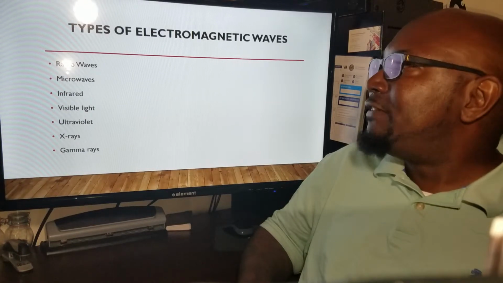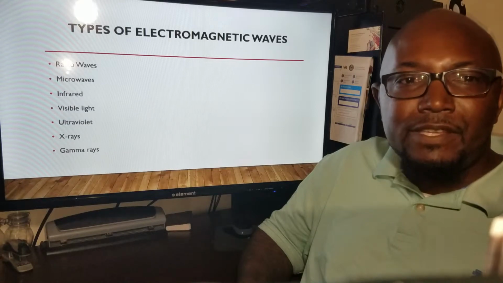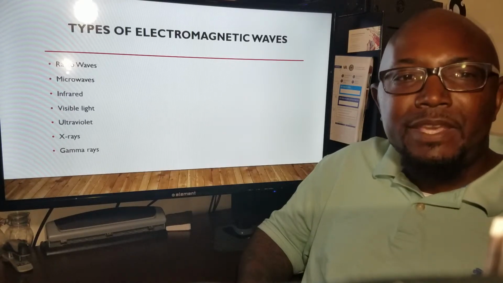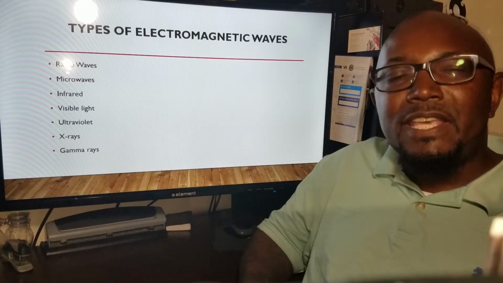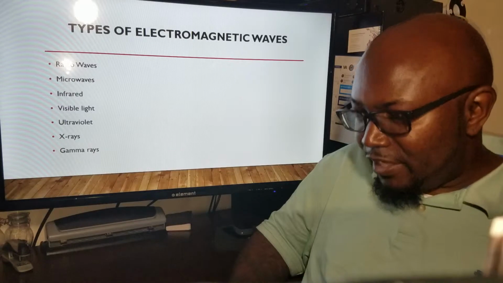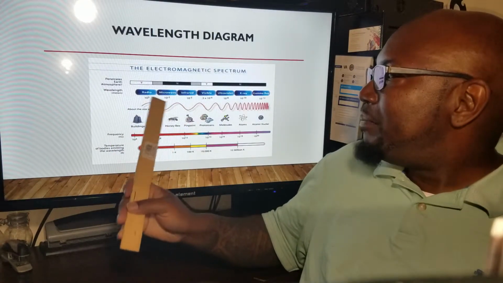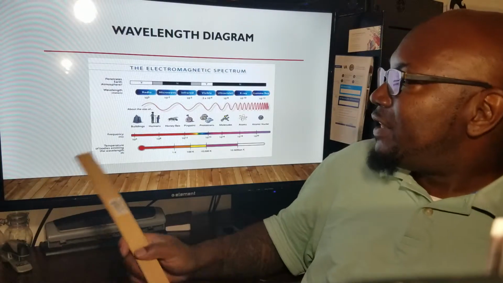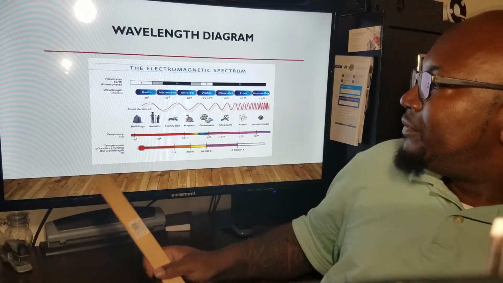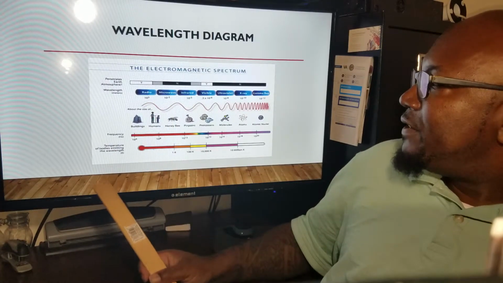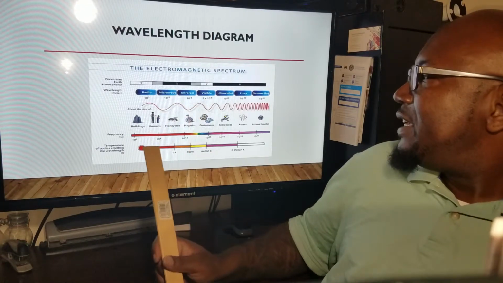There are different types of electromagnetic wavelengths, such as the radio wave, the microwave, the infrared, the visible light, the ultraviolet, the X-rays, and the gamma rays. Here is a diagram giving you a picture of the different types of wavelengths, as you see here. The electromagnetic wave spectrum: radio, microwaves, infrared, visible light, ultraviolet, X-rays, and gamma rays.